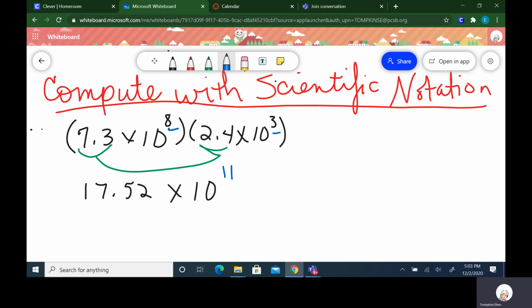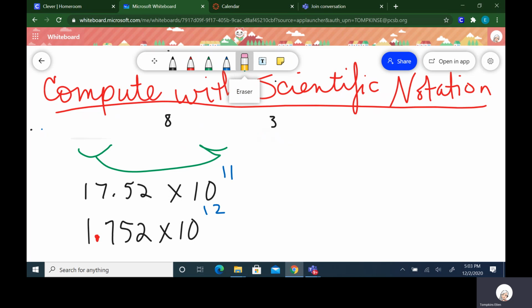This is a wannabe. It wants to be scientific notation. It is not, because you have 2 digits up front, so we need to make an adjustment. 17.52 times 10. Put my decimal there. I moved it 1 place value. So that means to maintain my value, since this went 1 place value smaller, then my exponent has to get 1 exponent bigger. And there it is. That's for multiplying.